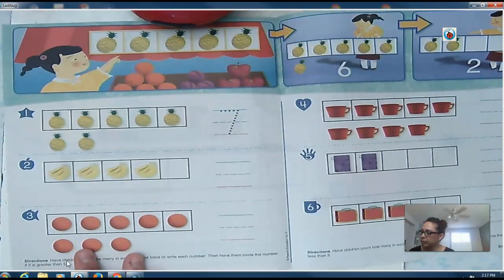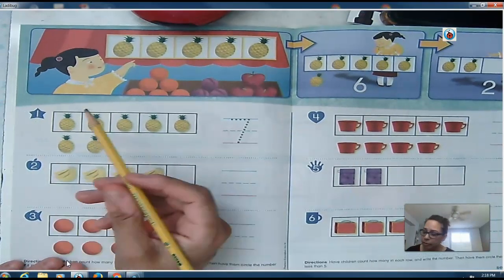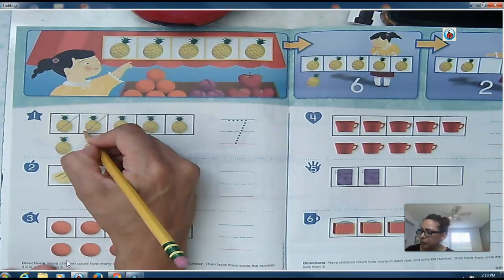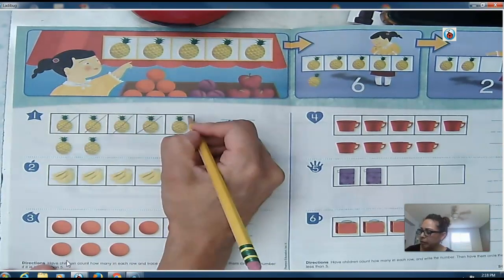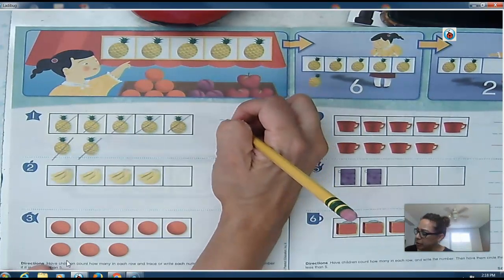On this side, we're going to be counting and then writing the numbers, but then we're also going to be comparing the number to 5. And sometimes we'll have to find the numbers that are greater than 5, and sometimes we'll have to find the ones that are less than 5. So here the first one is done for us, but let's go ahead and practice our counting. 1, 2, 3, 4, 5, 6, 7. Let's trace the 7 with our pencil.